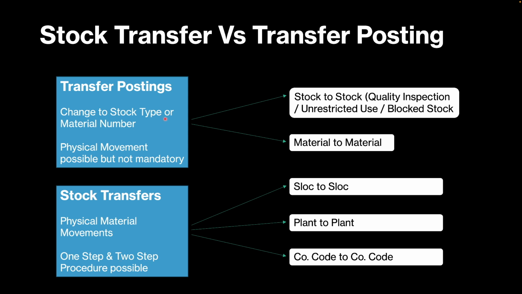Okay. So under transfer posting, you have stock type to stock type that we discussed in our last video. Then we have material to material. Today we are discussing the storage location to storage location stock transfer. The plant to plant and company code to company code we already have discussed in our previous videos.